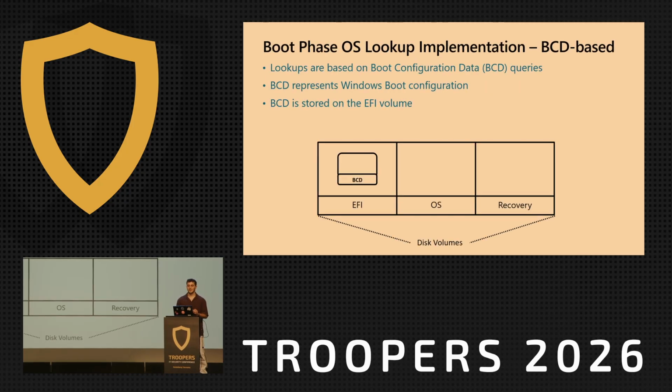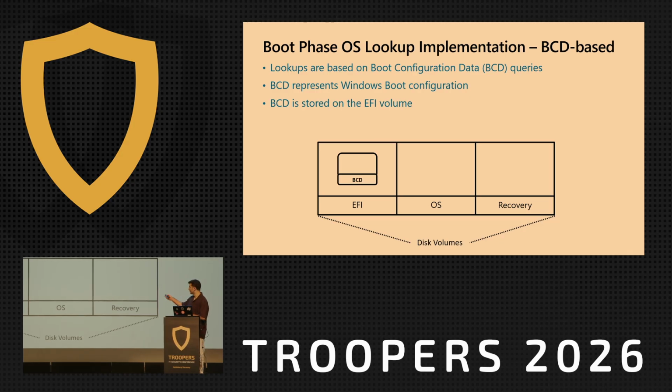So with that, let's now look at the first stage of the research, which is looking for these primitives. In order to look for those primitives, we need to look at the boot phase lookups and WinRE lookups to analyze their implementations. So now I'm going to walk through the boot phase lookups and how exactly they find the target OS volume. The boot phase lookups are based on the boot configuration data store, or BCD for short. The BCD store contains the Windows boot configuration, and it is stored on the EFI volume, which is not encrypted or protected, and is accessible to a physical attacker.